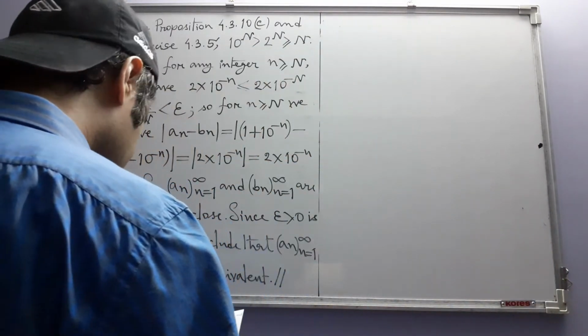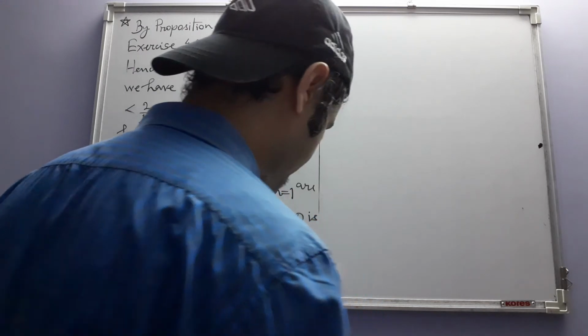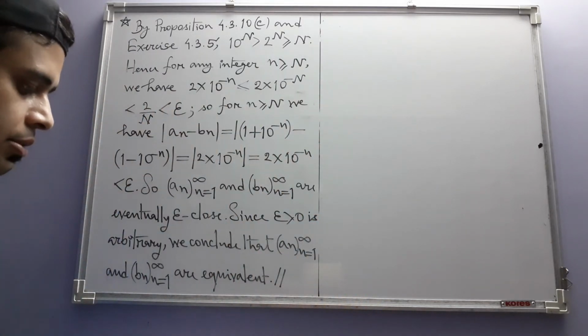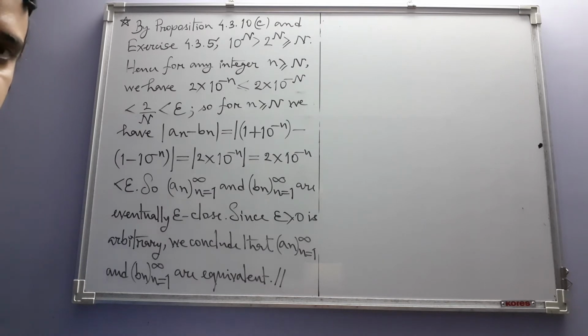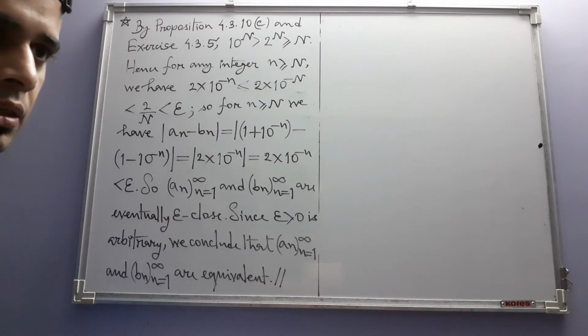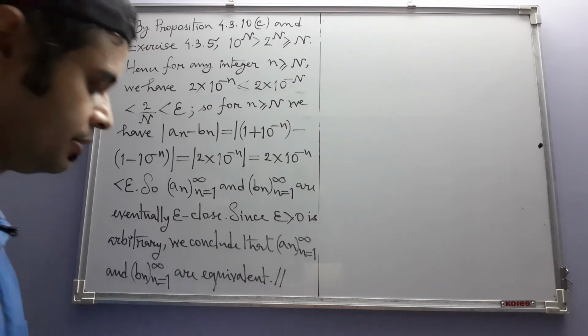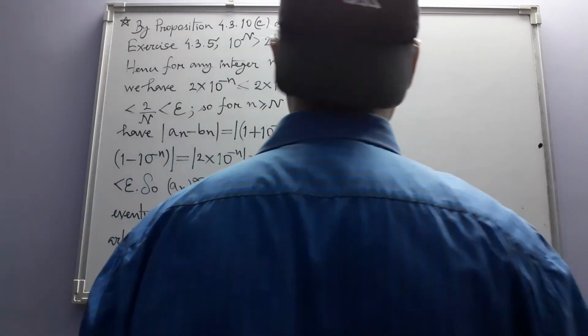The exercises involve some facts which are related to two sequences being equivalent. That is, if two sequences are equivalent and one of them is having some property, then the other one will also have that property. Not all properties, but some very important properties. You will see now.